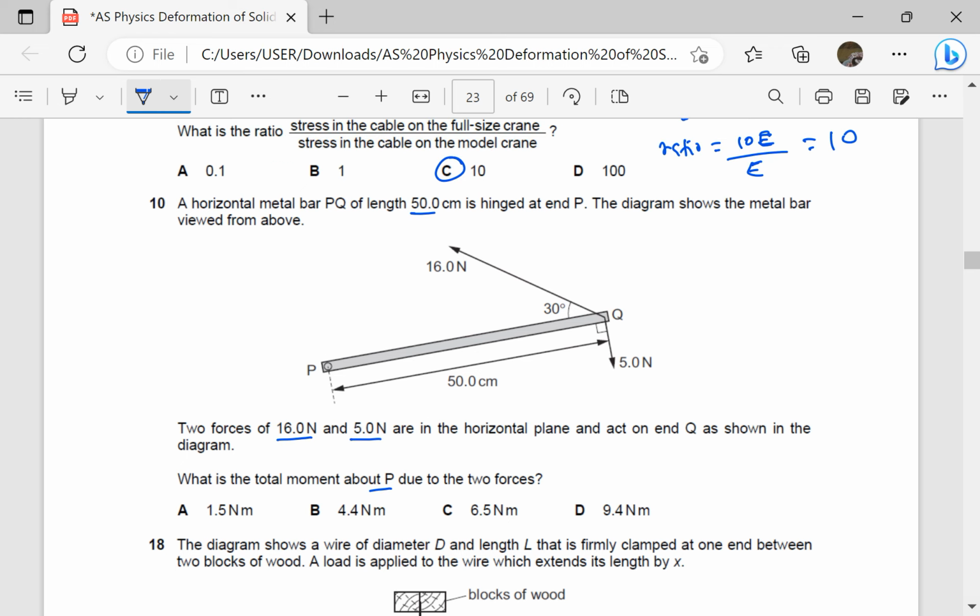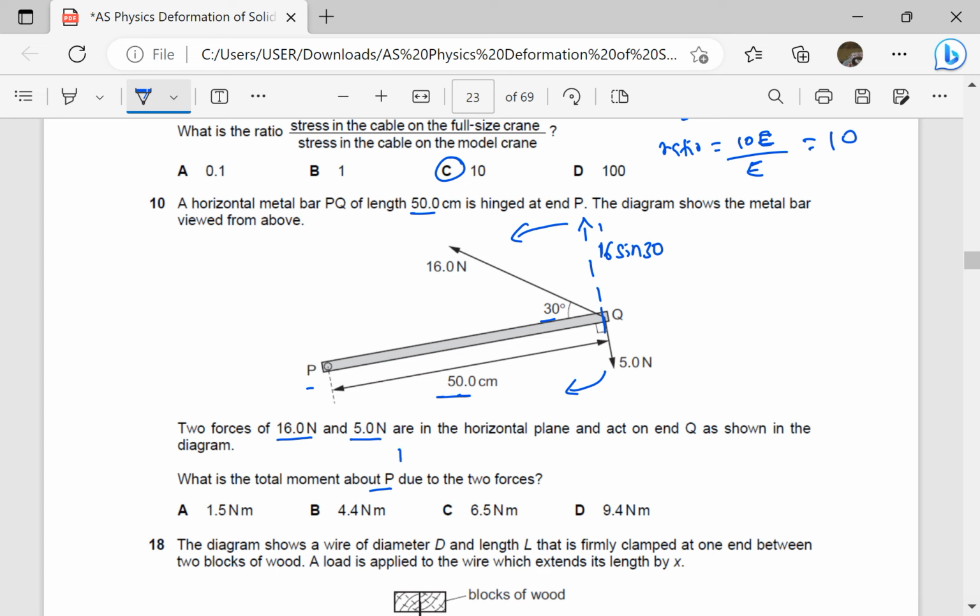So first of all, I can resolve 16 in this direction. And when I use 30 degrees resolving 16, this will be 16 sine of 30. Therefore, this will have a perpendicular distance from P of 50 when I resolve it perpendicular. Therefore, they want us to take moments to find the resultant or the total moment about P. So this one is going to cause anti-clockwise moment about P. This one will cause clockwise.